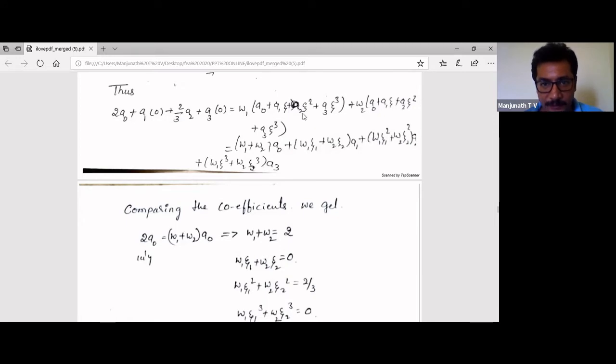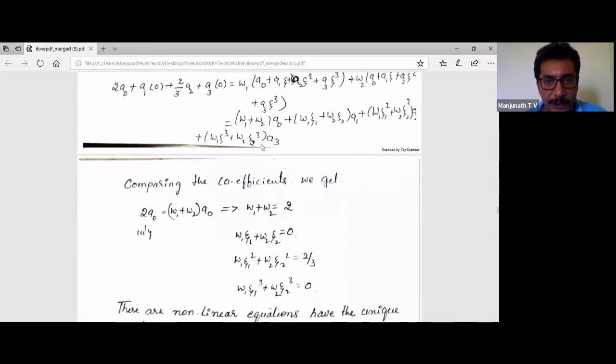Plus, if you consider A2 zeta square: W1 A2 zeta square is there, and W2 A2 zeta square is there. Taking A2 as a common factor, the remaining values are W1 zeta 1 square plus W2 zeta 2 square. Similarly, considering A3: W1 A3 zeta cube plus W2 A3 zeta cube. Taking A3 as a common factor, the remaining coefficients are W1 zeta 1 cube plus W2 zeta 2 cube. This way we finally arrive at the equation.